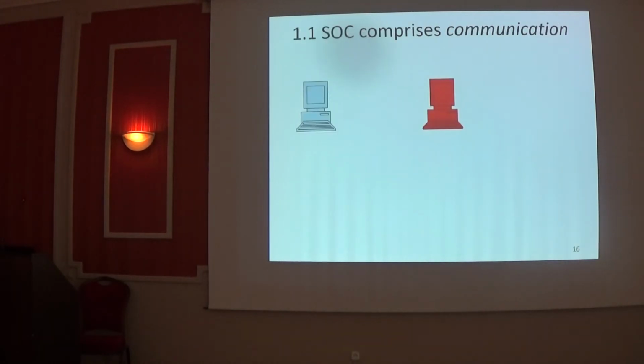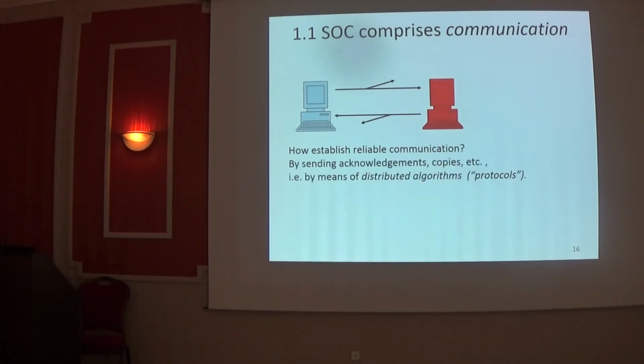Okay, so communication. You have two computers, and the blue one, the left one, sends messages to the right one, and the messages may also disappear, you know, there may be mistakes, and the right one, the red one, sends to the blue one, and those may also disappear. The question is, if you have this kind of behavior of lines, how to establish communication. Then we can send acknowledgements and copies, and we have protocols that take care of this and recognize and fix lost information.